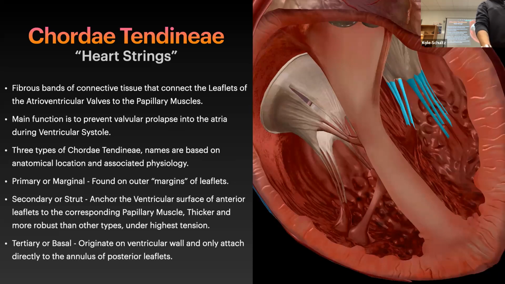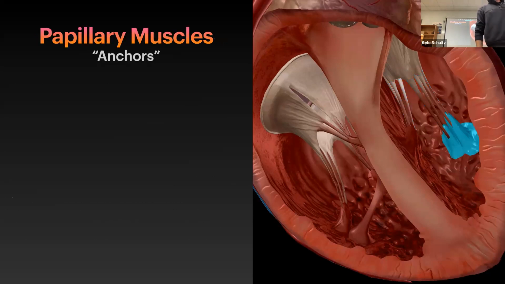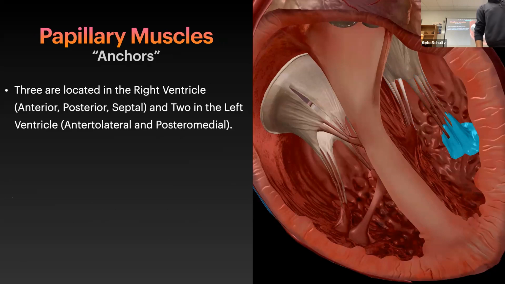And then we have the tertiary or the basal, and they originate on the ventricular wall and only attach directly to that annulus that I mentioned earlier. Then we get into the papillary muscles. These are going to be the anchors, so to speak. 3 are located in the right ventricle and 2 are in the left ventricle. We have the anterior, posterior, and septal in the right, and the anterolateral and posteromedial in the left.